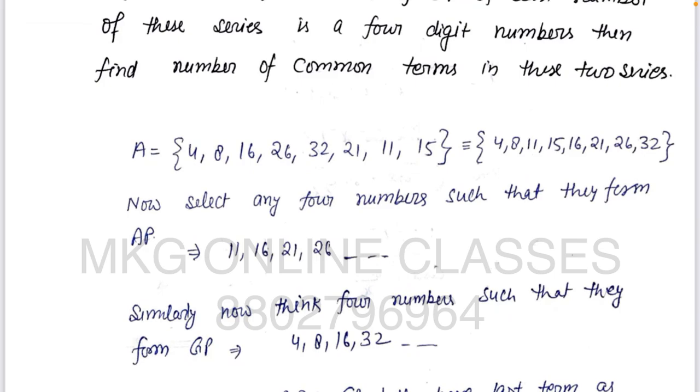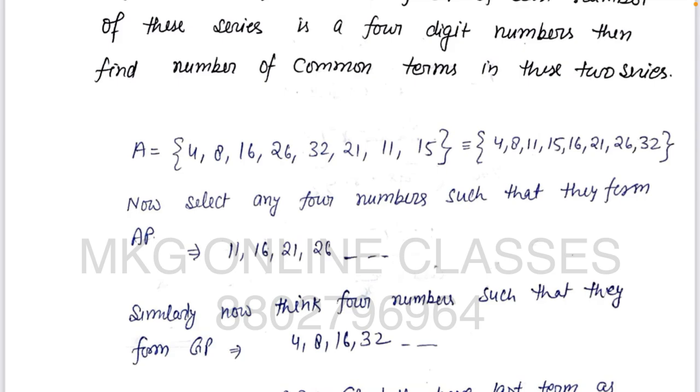So now what is said: the common terms, and the AP which is written is 11, 16, 21, 26, and it will go on till the last term is a 4-digit number. Similarly, the GP will go on till the last term is a 4-digit number. So we have to form the common terms and find the number of common terms in the two series. First common term is 16, that we can see.